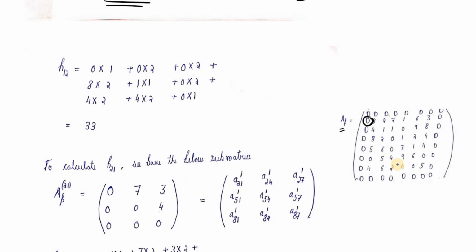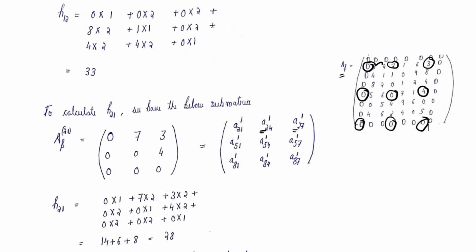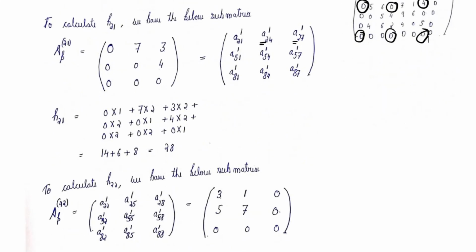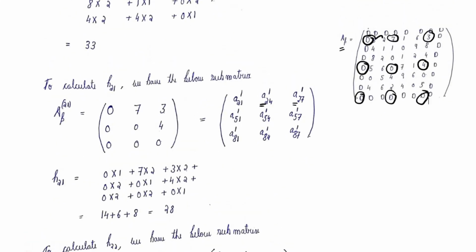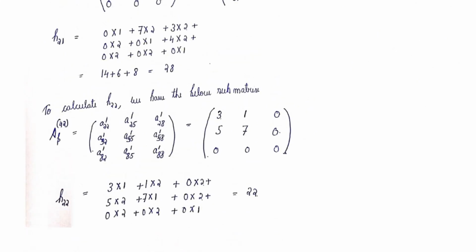For H21 calculation, we proceed in the same way. Jump once, jump twice, the third value gets selected, which is A24 dash, and then once, twice, and the third value selected, A27 dash, and so on. So ideally, these are the values which will be getting selected. This and this, and then this and this. We apply the same dot product with the kernel and get the value as 28. Again, we slide 1 unit ahead of A21 dash to calculate the value of H22.